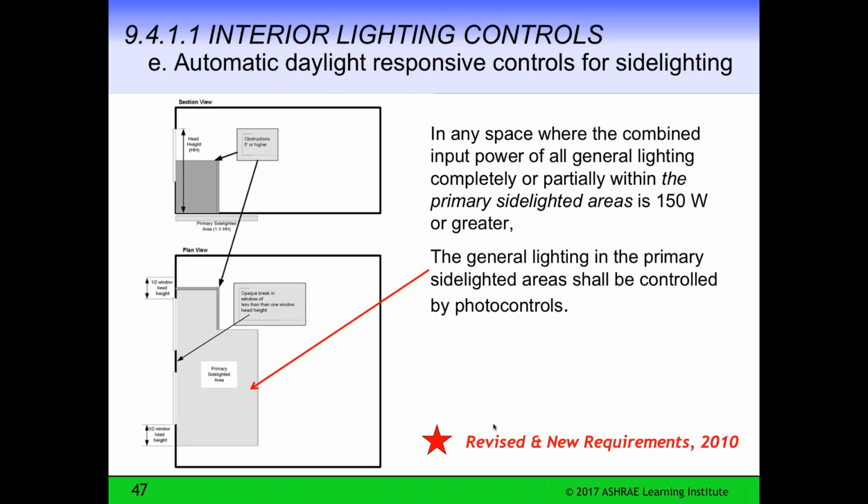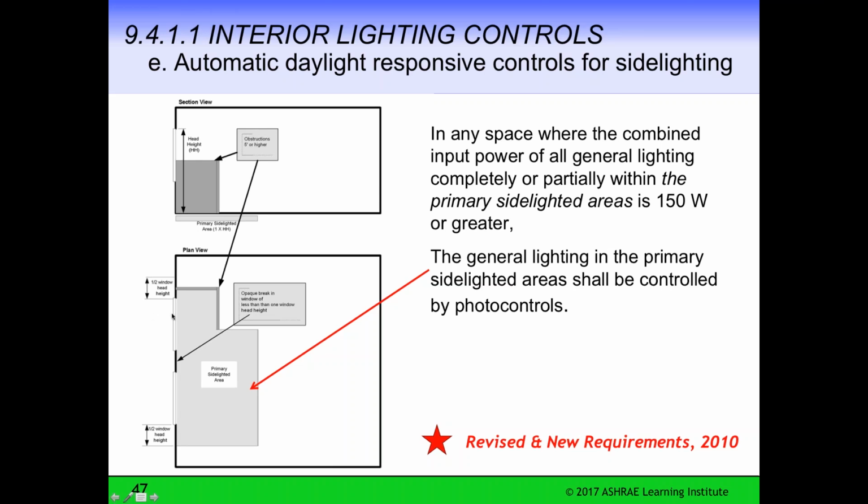And then this is the fifth control. This is automatic control for daylight responsive controls for side lighting. And it says that if you have any space where the combined input power of all general lighting completely or partially within the primary side lighted areas is 150 watts or greater, the general lighting in the primary side lighted area shall be controlled by photo controls.